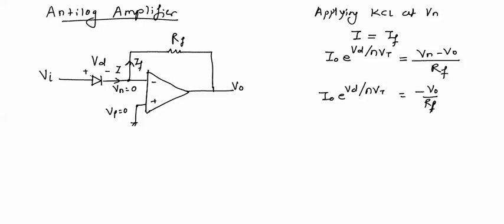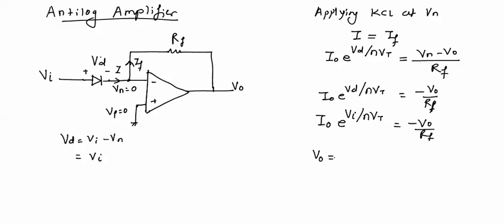Now this Vd can be represented in terms of Vi. This Vd is the voltage difference between these two terminals. So Vd can be written as Vd equal to Vi minus Vn, which will be equal to Vi because Vn equal to 0 volt. So substituting in this expression, I naught into e raised to power Vi upon eta into Vt will be equal to minus V naught upon RF.